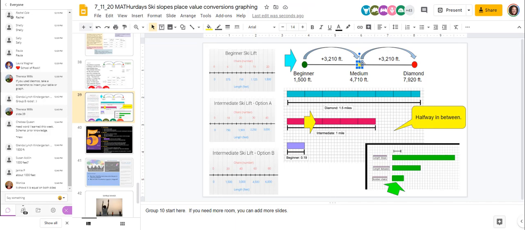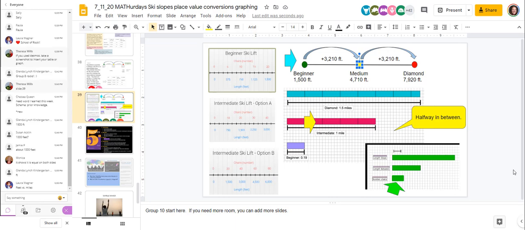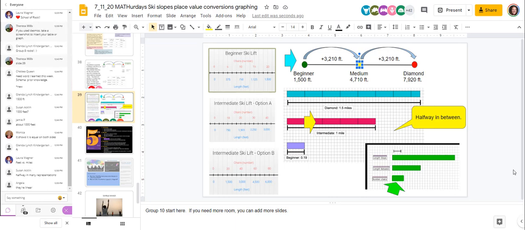To piggyback off of our graphs from earlier, what do you notice about the units in the graphs, the representations that we've talked about so far? Raha, go ahead. That's what I was noticing as I looked at the different models, is that some are represented in feet while the other ones are in miles.